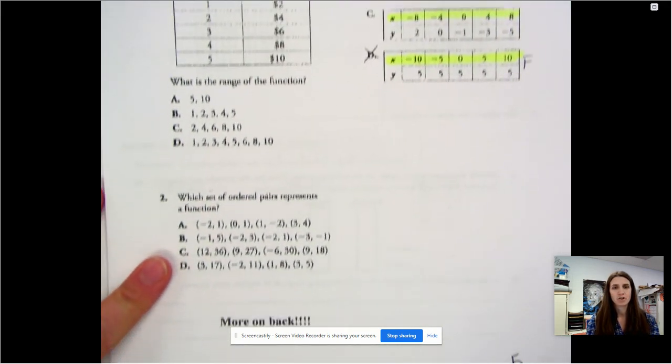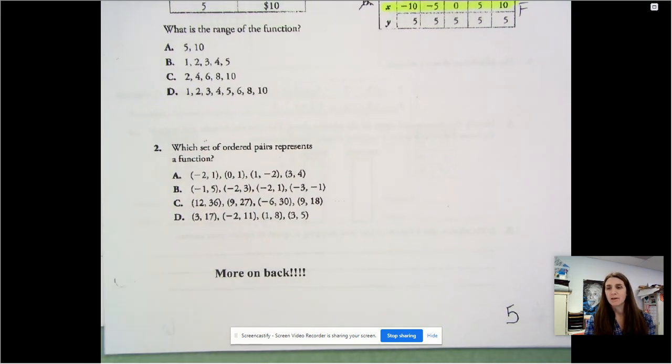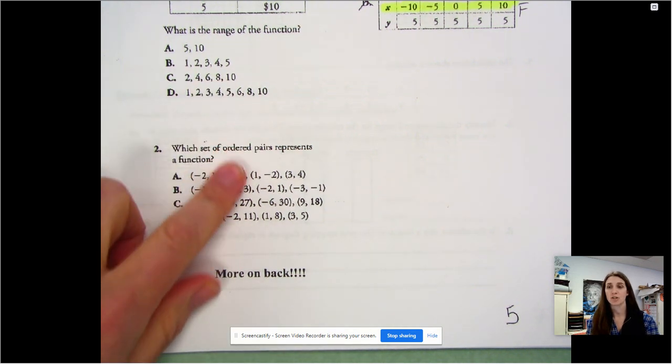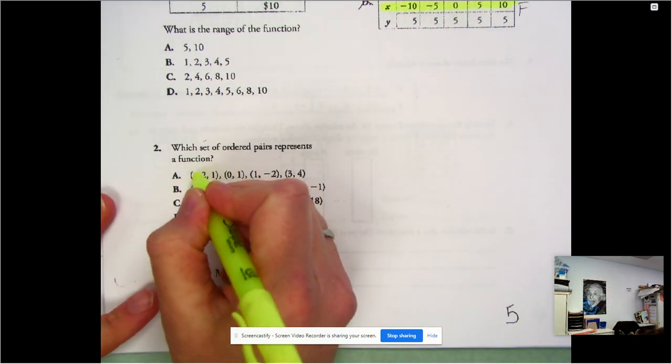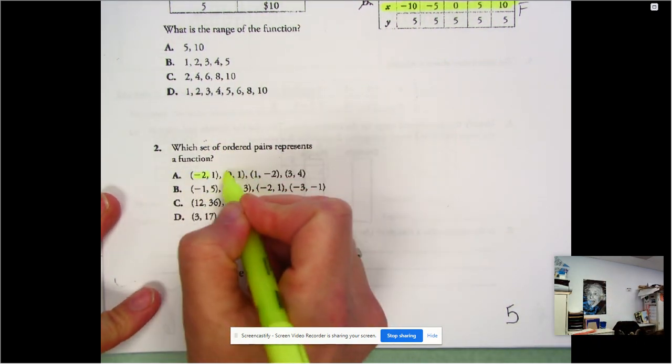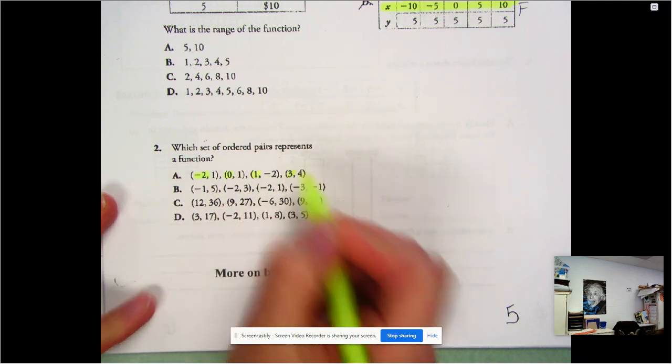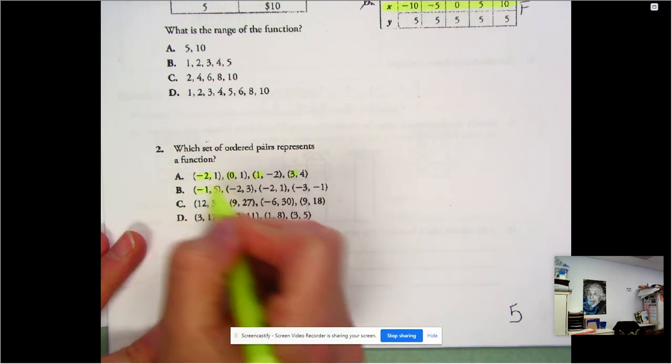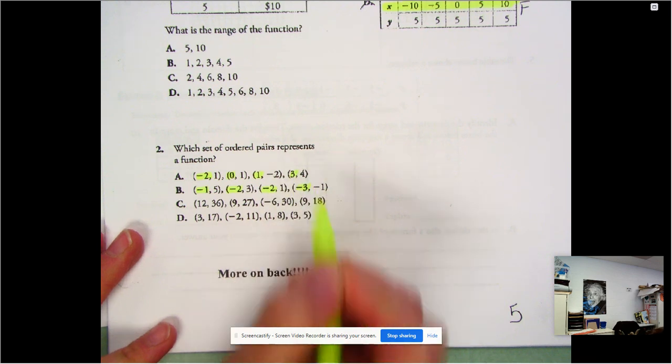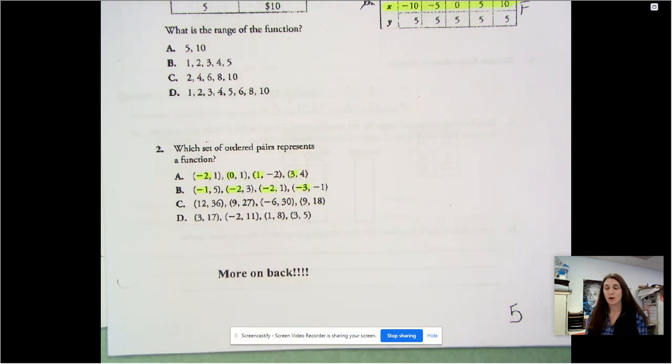Okay, let's try number 2. Which set of ordered pairs represents a function? Again, we're looking at inputs first. Remember, your inputs in your ordered pairs are your x's. So we're looking here, -2, 0, 1, 3. Okay, -1, -2, -2, -3. See if you can figure out which one represents a function. Pause the video, play when you're ready to go over it.